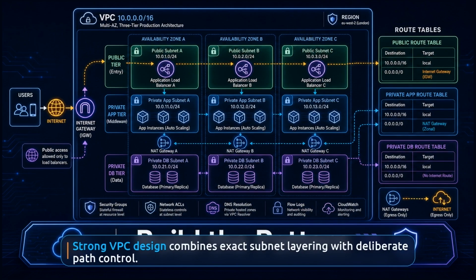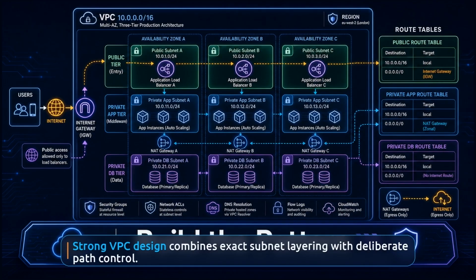10.0.1.0/24, 10.0.2.0/24, and 10.0.3.0/24. 3 private app subnets provide the business logic layer. 10.0.11.0/24, 10.0.12.0/24, and 10.0.3.0/24.